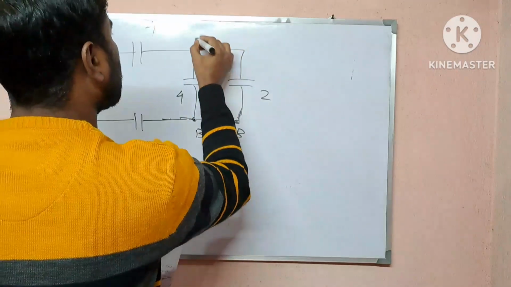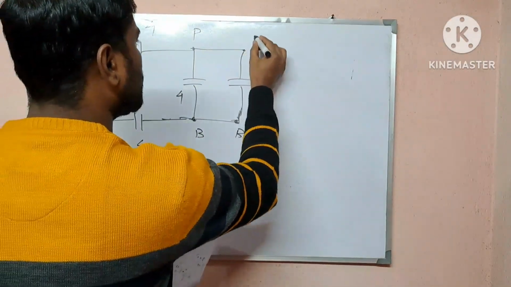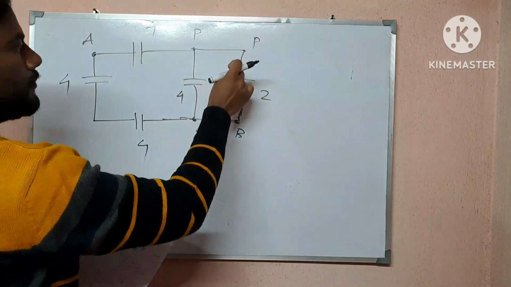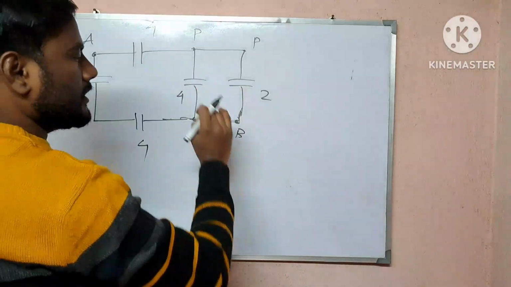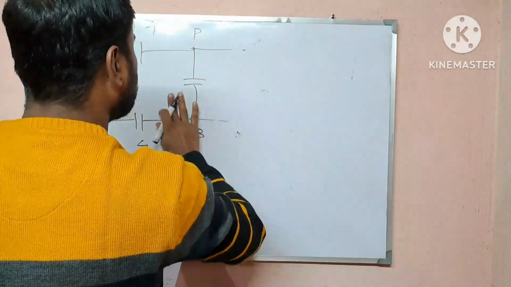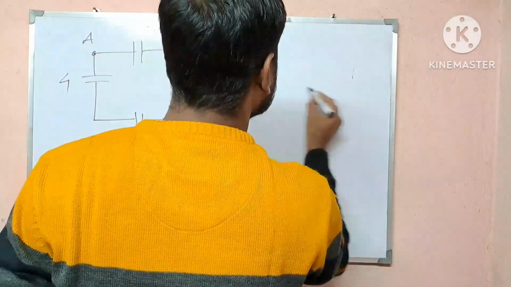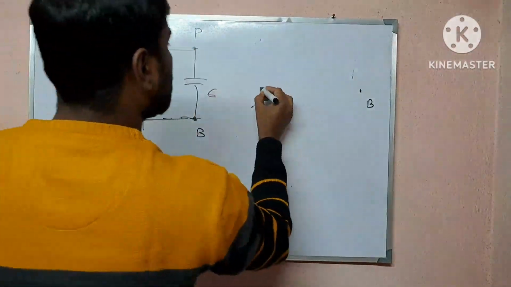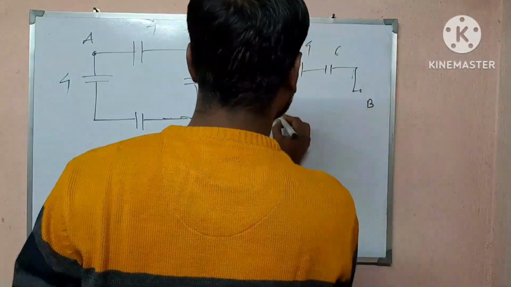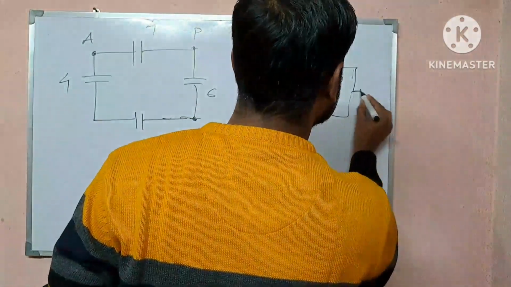So this is P, this is another point, this is B, this is another point P. This is also P because these two are connected directly. So these two capacitors are just connected in parallel. Now instead of these two, we can write only one, so its value will be 6. Just like this is A, this is B. So we can go from A to B through 4, 6 in this way, as well as 4, 4 in this way.